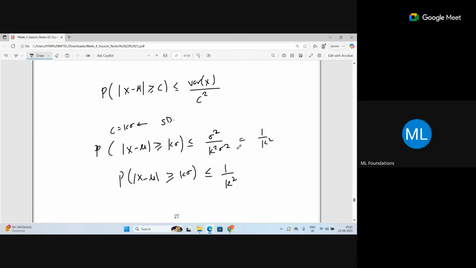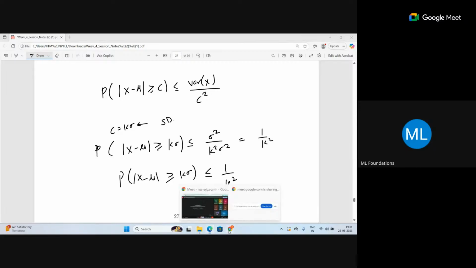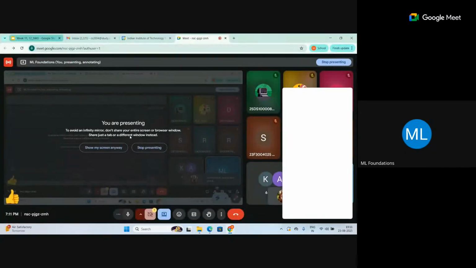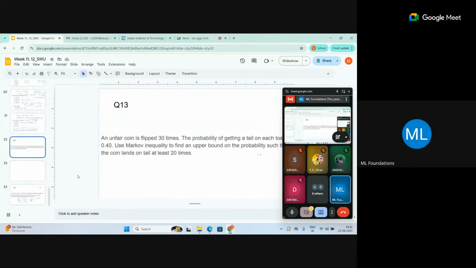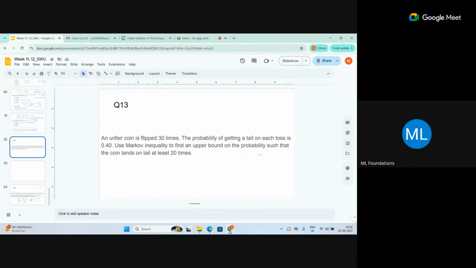There are a few more variations to this, but these are the basic formulas. Maybe you can solve some questions on this. I think we have the questions, so can you just solve this question, and we can discuss that question.